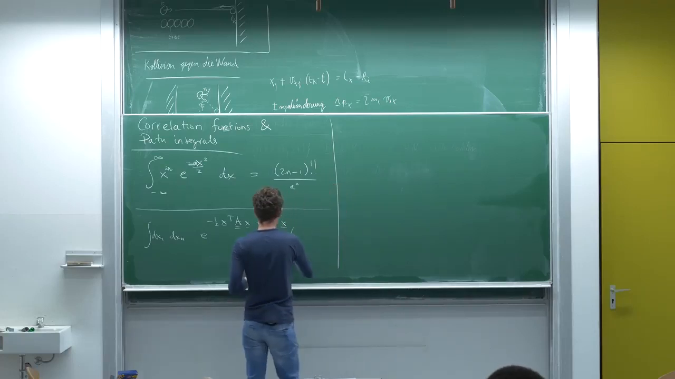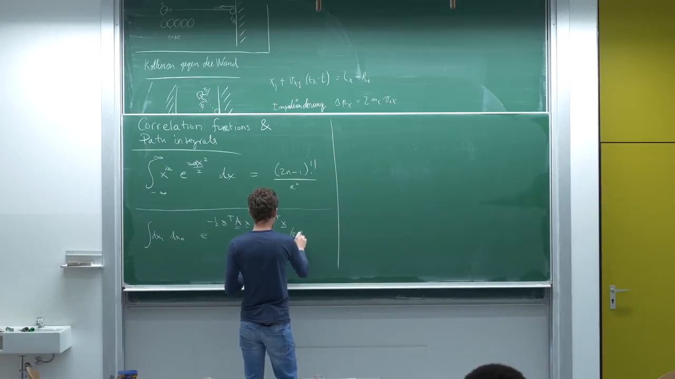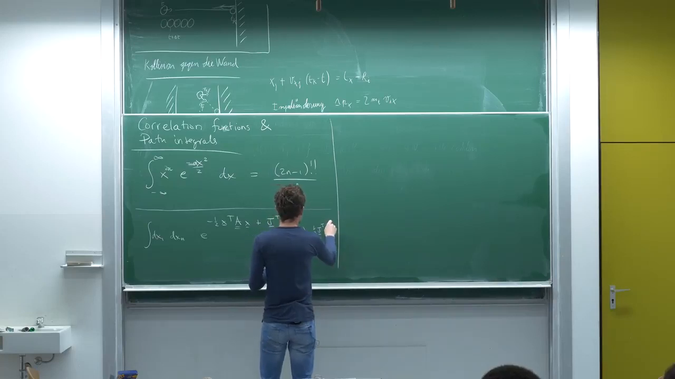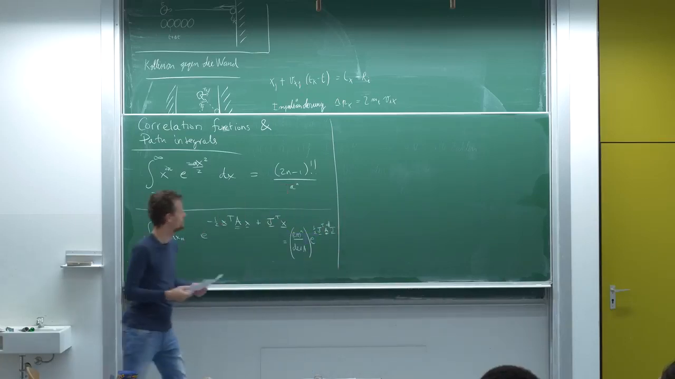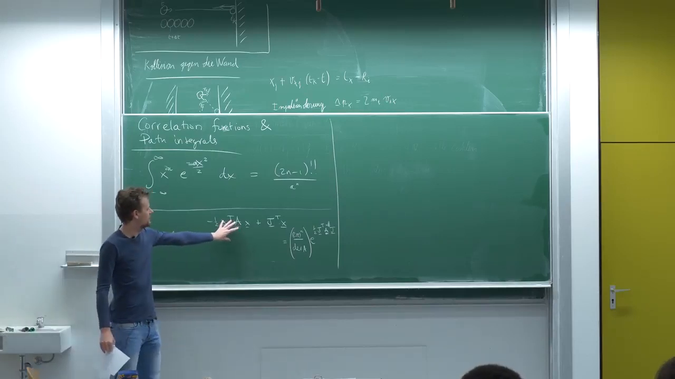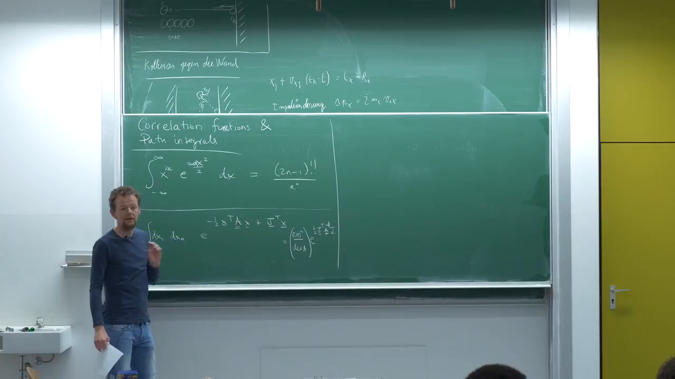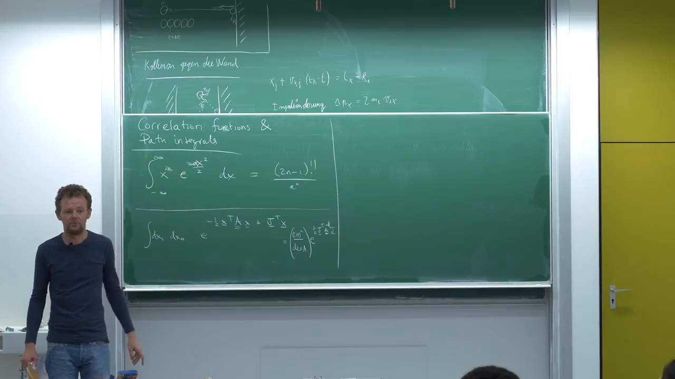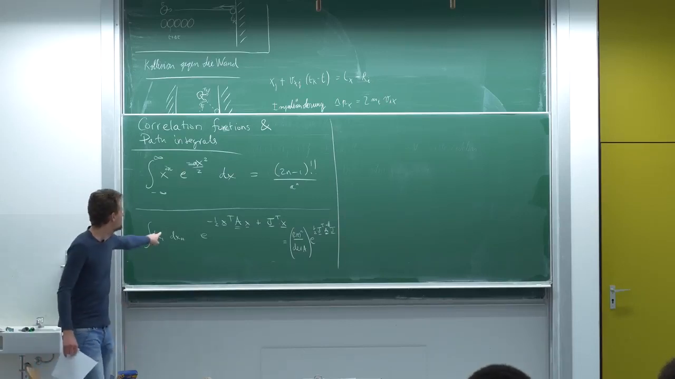So the answer to this integral here is the following. And there's an inverse. Crucially, there's an inverse on the A. So this is the generating function for the many variable Gaussian probability distribution. And before we move on to correlation functions and path integrals, I want to spend some time explaining why this is a useful thing.